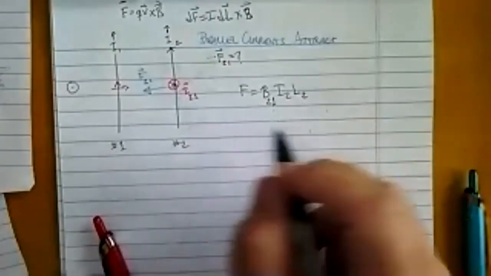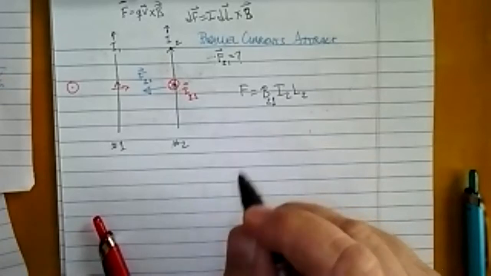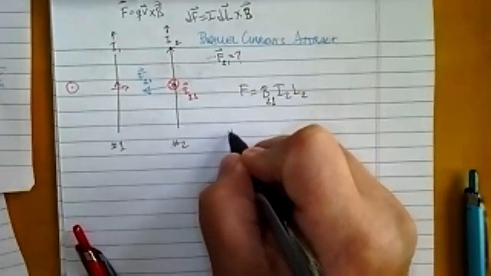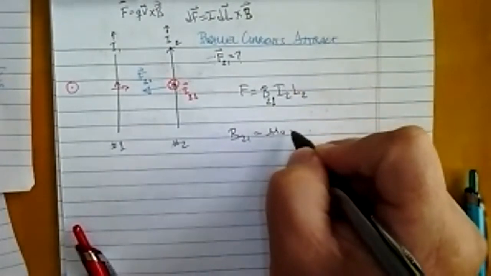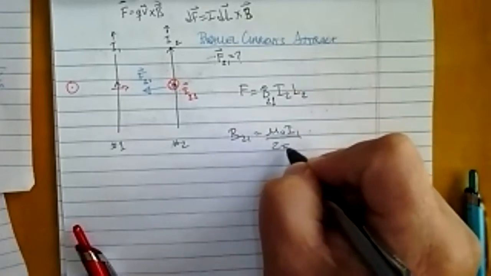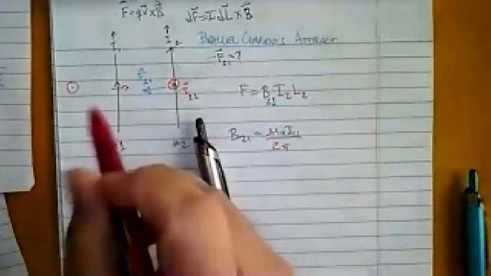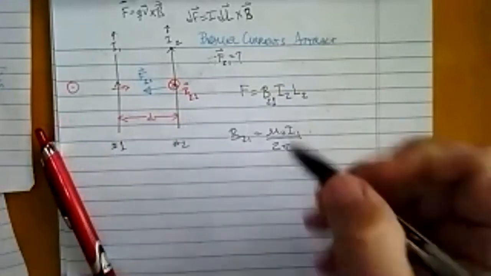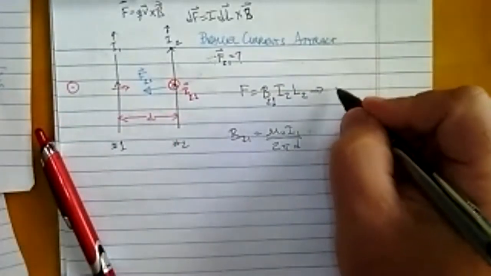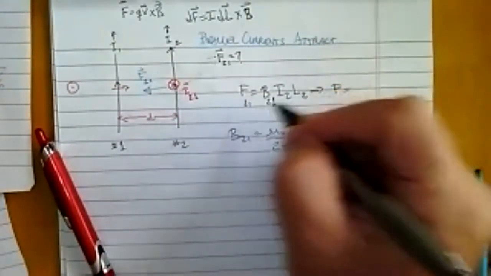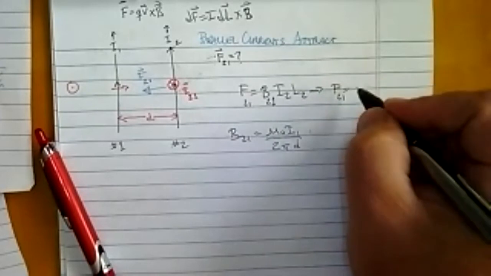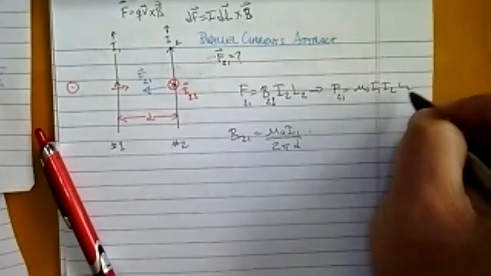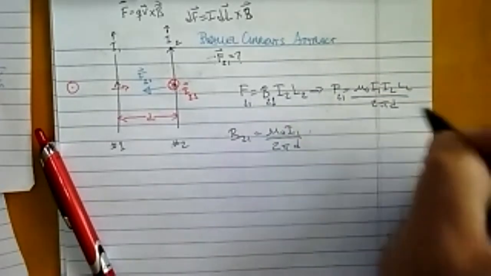Now, the magnetic field on 2 due to 1 is actually B21 equals mu 0 I1 over 2 pi times the distance between them, which I'm going to say is D. So over D. Now I can plug that in and I get F21 is equal to mu 0 I1 I2 L2 over 2 pi D.